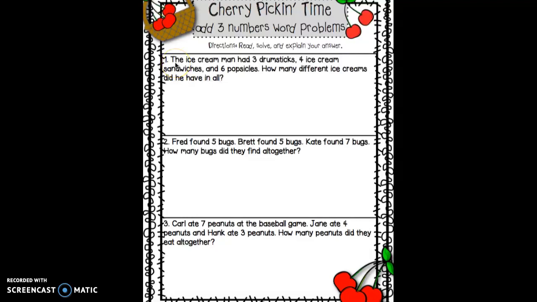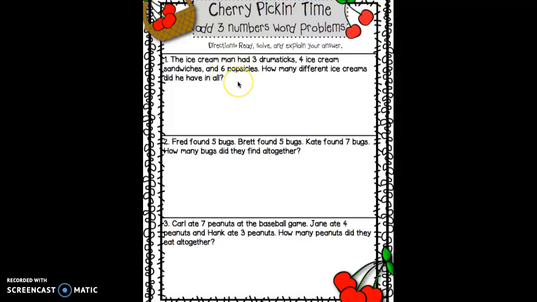So the C means circle the key numbers. So if we see a number when we're reading, circle it. The ice cream man had 3 drumsticks, 4 ice cream sandwiches, and 6 popsicles. How many different ice creams did he have in all? So you should have circled 3, 4, and 6.